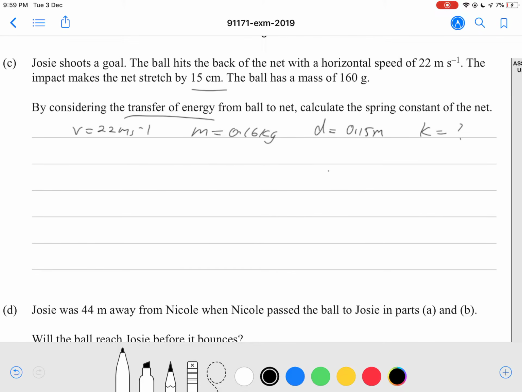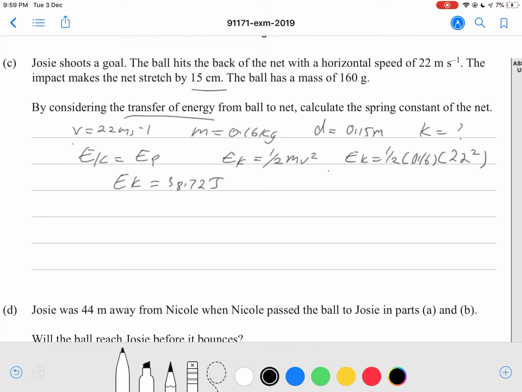In this question, we're going to be considering the conservation of energy, that's your EK equals EP. Right now we have the velocity and the distance. We know that EK equals half mv squared, so we can work out the kinetic energy of our ball. Kinetic energy equals half times 0.16 times velocity squared, which is 22 squared. If you use your calculator, you should get that your EK is equal to 38.72 joules.